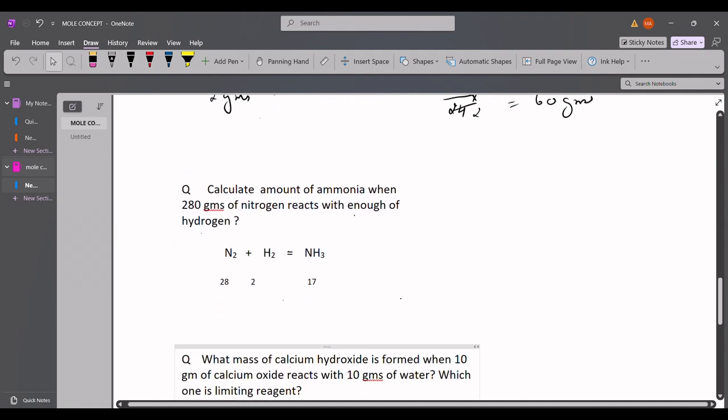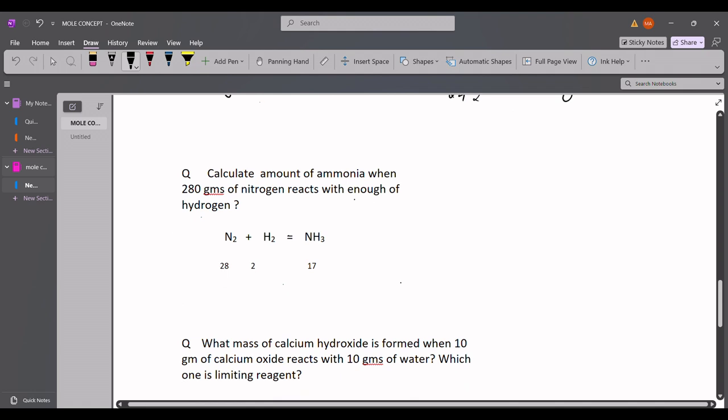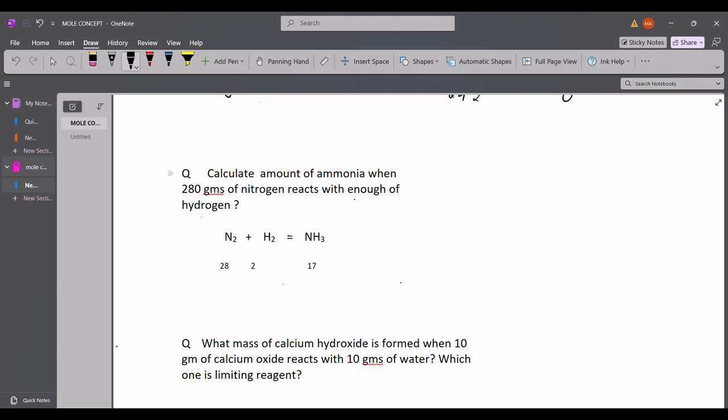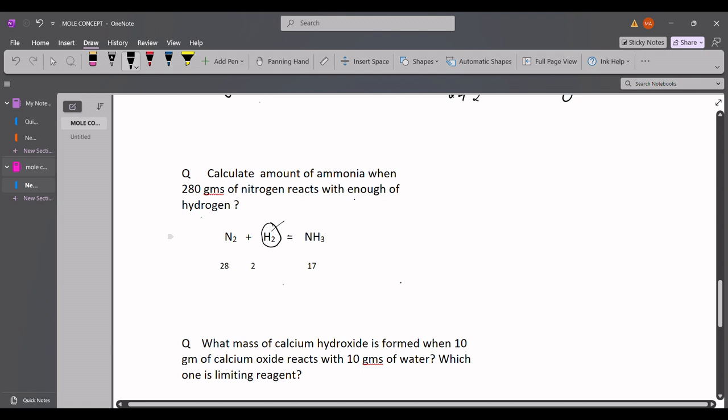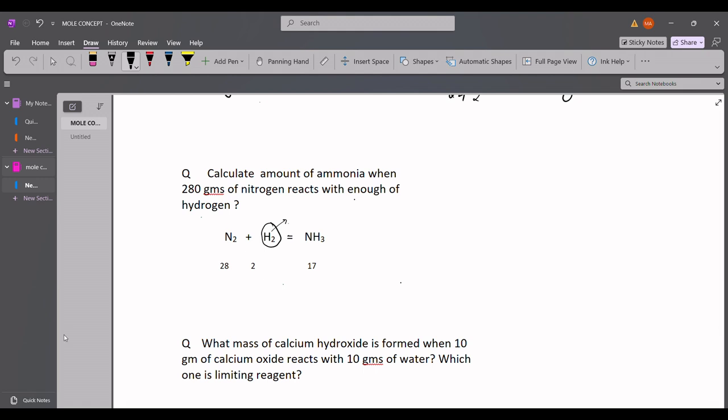A very simple and similar question I have taken for you. It says, calculate the amount of ammonia when 280 grams of nitrogen reacts with enough hydrogen. Enough hydrogen, same question. We don't have to consider the mass of hydrogen.